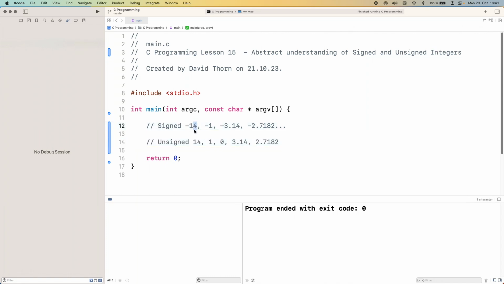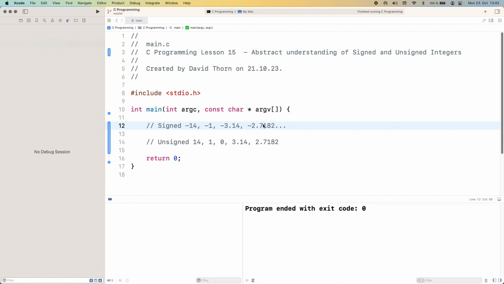Now, what we've got here is minus 14 or negative 14, right? And we have negative 1, and we have negative 3.14, and we have negative 2.7182, and so on. And this basically can go on to infinity, right? There are an infinite amount of real numbers that are available to be used, right? And you can have whole numbers, and you can have real numbers, and you can have imaginary numbers, you can have complex numbers, and so on.